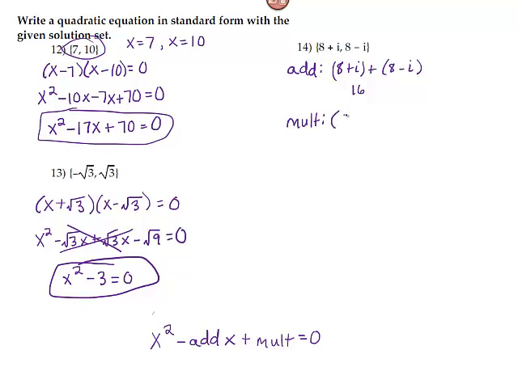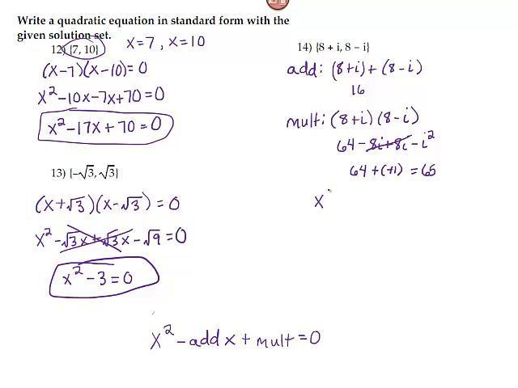When we multiply, we have to FOIL, so 8 times 8 is 64. 8 times negative i is negative 8i. i times 8 is positive 8i. i times i is negative i squared. So these cancel in the middle. Remember that i squared is negative 1. So that's 64 minus a negative 1. So change, we get 65.